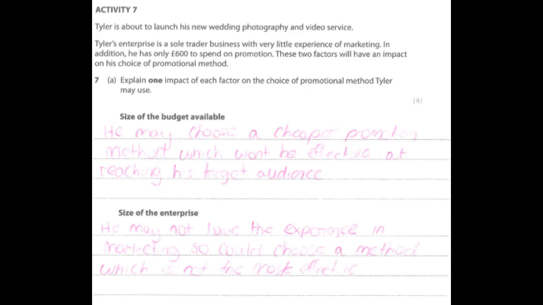Now, it's trying to say, explain one impact of each factor of the choice of promotional method Tyler may use. So in other words, they've given you the size of budget as being one of these factors, and they're saying basically explain the impact of that. So what may be the impact of his budget available? Well, he may actually choose the cheaper promotional method, but that might not be the best method or the most effective method at reaching his target audience. So it's basically getting you to think about the fact that if he does choose the cheapest one, it may not be the best one. So you've got to think about the logic there.